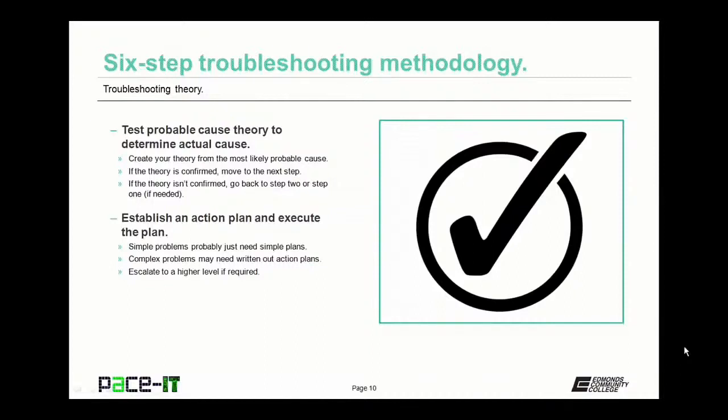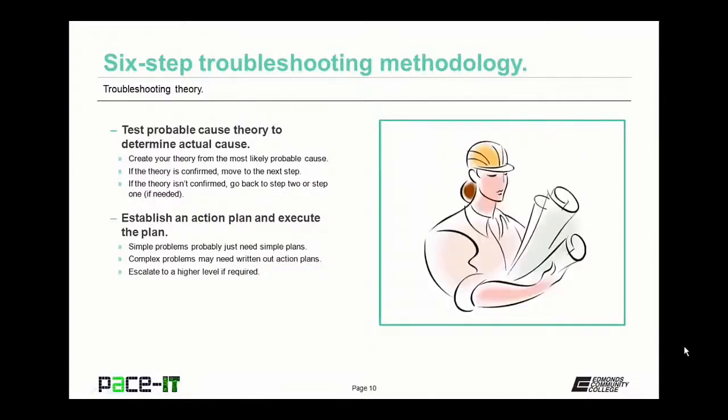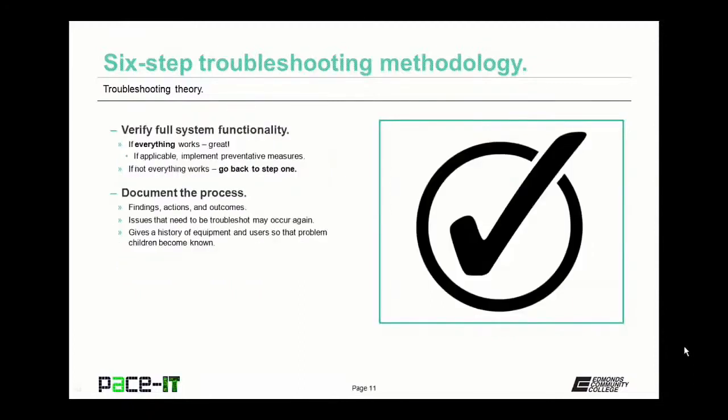Once you have determined the actual cause by testing your probable cause, then you need to establish an action plan and execute the plan. Simple problems will probably just need simple plans. But if it's a complex problem, then you may need to write out the plan so that you can be sure to execute it correctly. This is another spot where you can escalate the problem if need be. After you have executed your plan, you need to verify full system functionality.